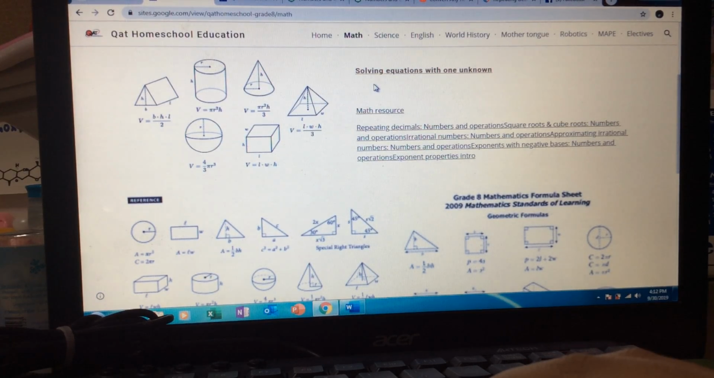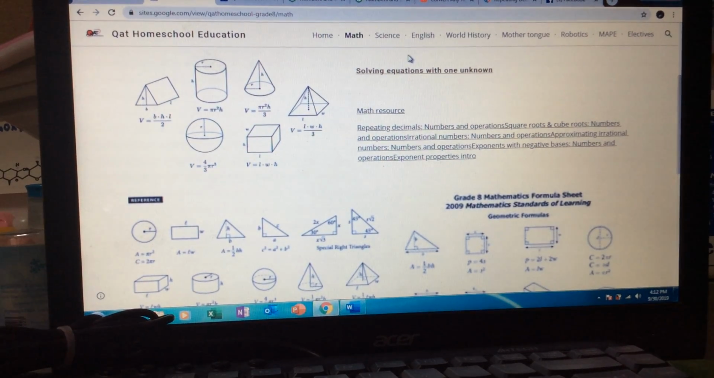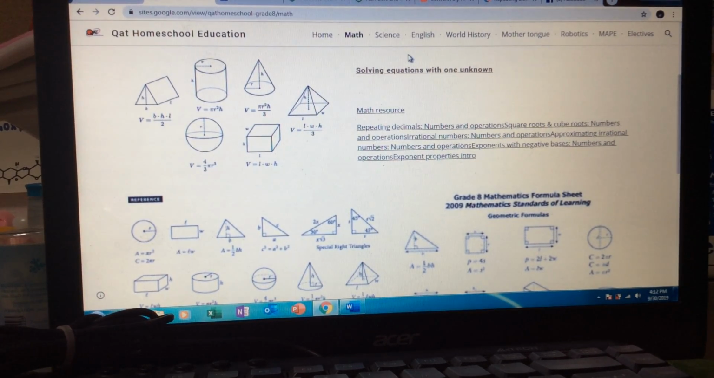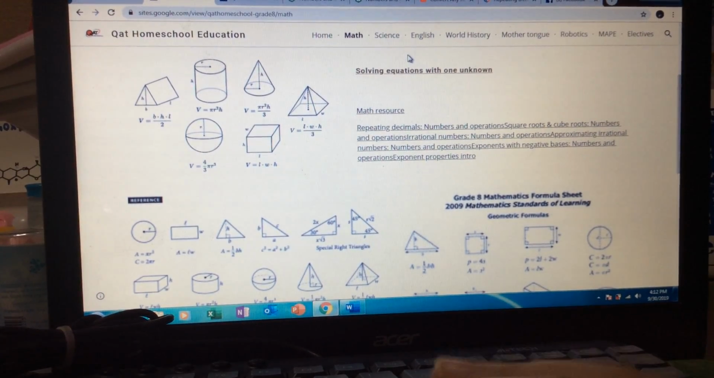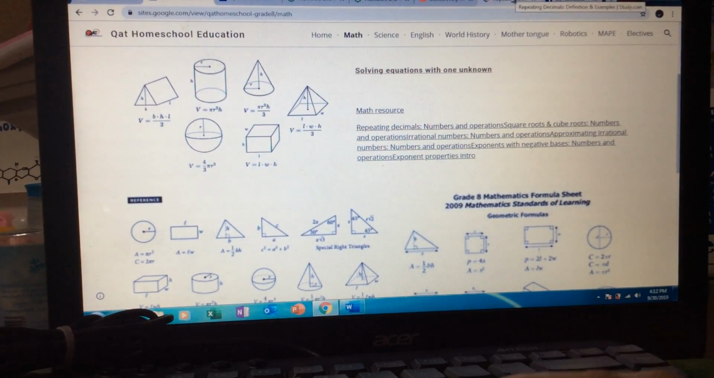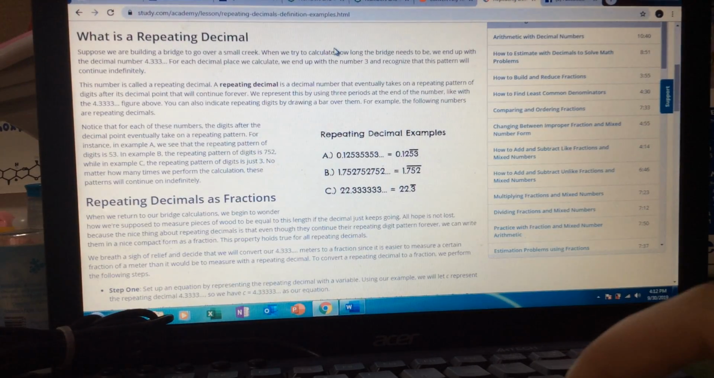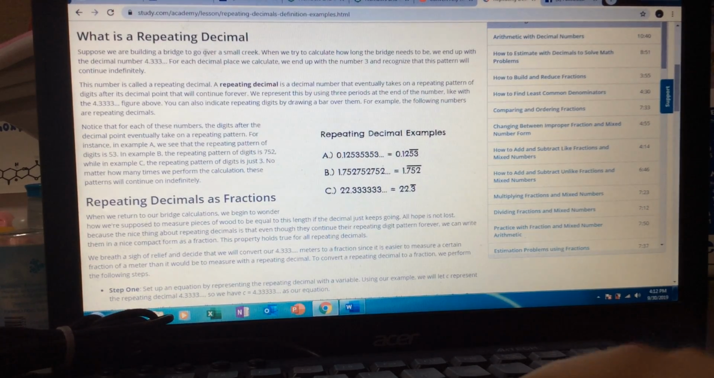Solving equations with unknown. So, our lesson is about repeating decimals. Are you ready? Okay, so let's start. So first, what is repeating decimals?